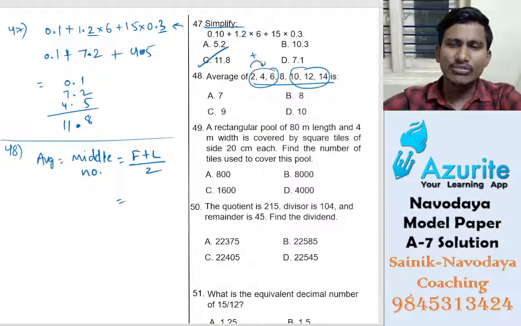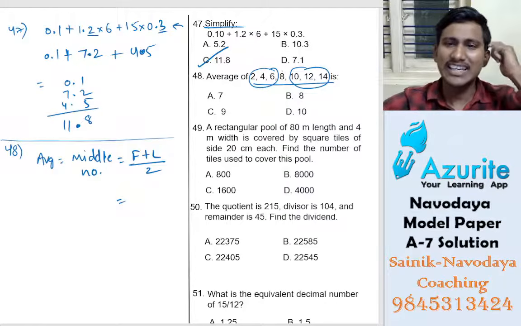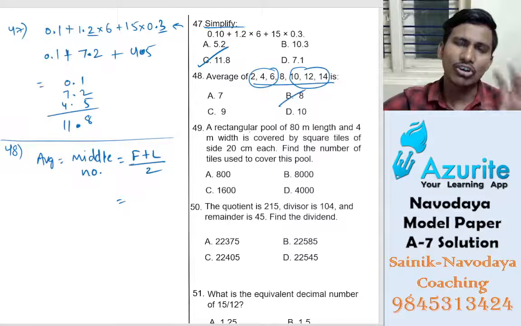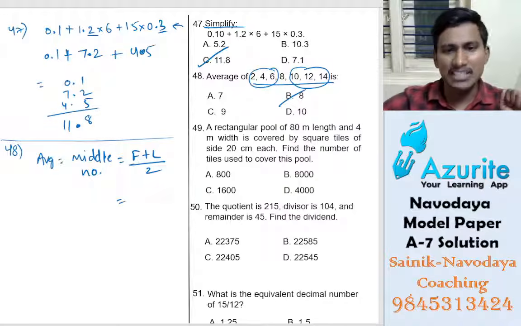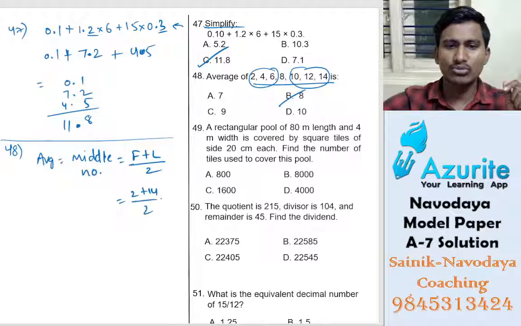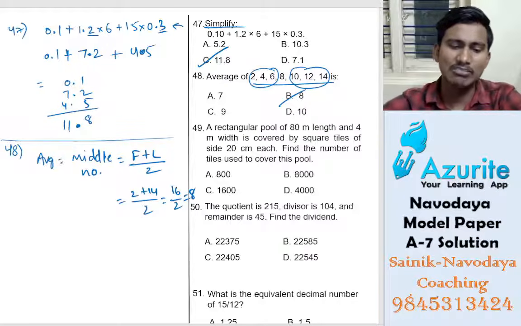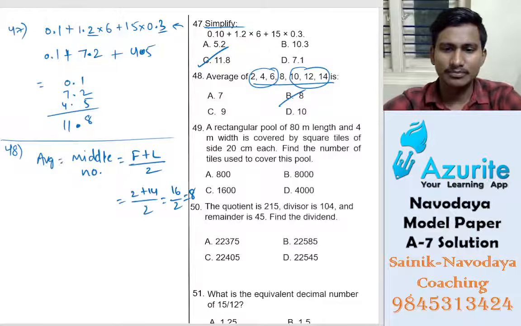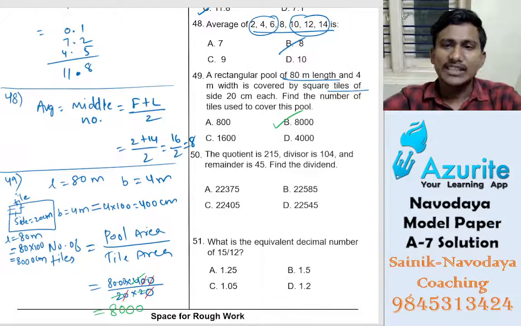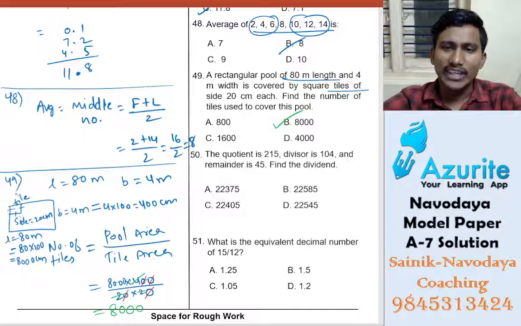So that is why, what we have to do? We have to take the middle number. 8 is the middle number. Answer option B. Or we can take the first number plus the last number. First number is 2, last number is 14, divided by 2. 14 plus 2 is 16, by 2 is 8, the answer. Option B here. Very easy. Got it?